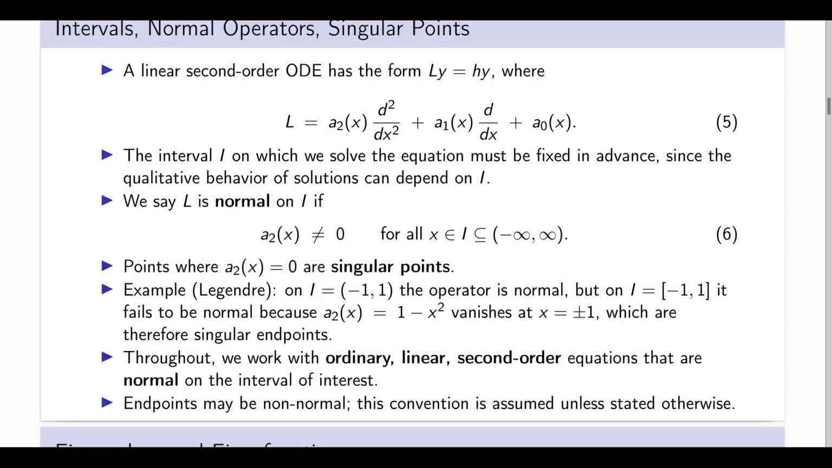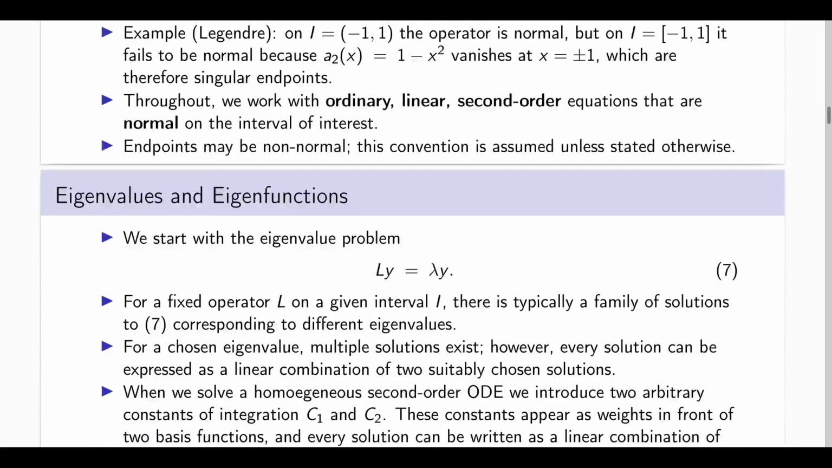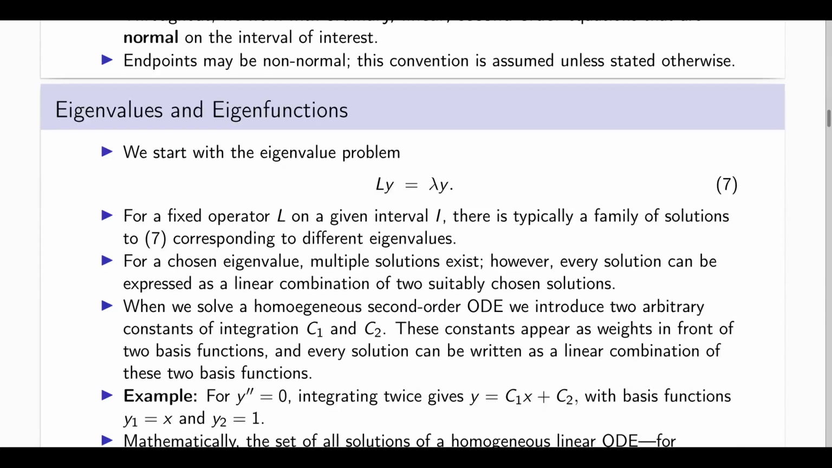For example, in Legendre's equation, a2 of x equals 1 minus x squared, which vanishes at x equals plus or minus 1. Hence, the operator is normal only on the open interval from -1 to 1. Throughout the course, we work with ordinary, linear, second-order equations that are normal on the interval of interest. Next, we introduce the eigenvalue problem Ly equals lambda y. For a fixed operator L, there is usually an infinite family of solutions corresponding to different eigenvalues.